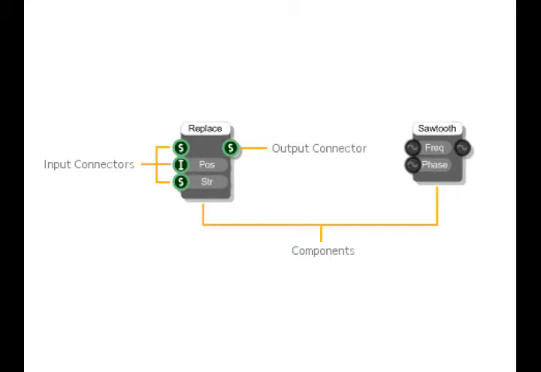In the example above, the string replace component takes 3 inputs: the original text string, the position at which the replacement is to be made, and the text string to be inserted. The output is the modified string.